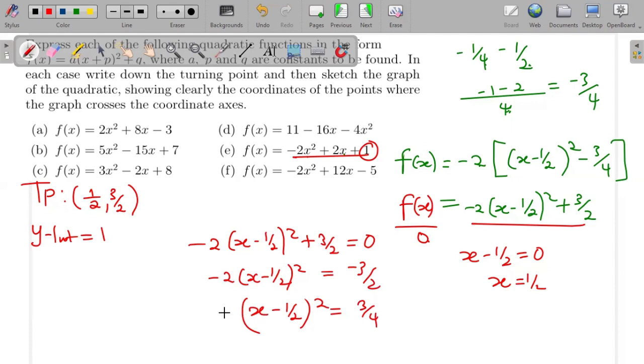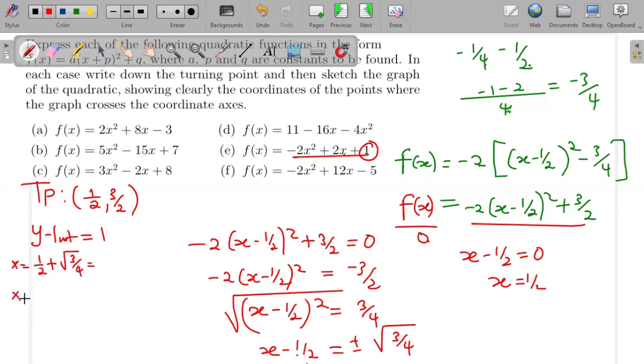And then from here, we square root. Square root this side, I get x minus 1 over 2. Square root the other side, I get plus or minus the square root of 3 over 4. So it means my x values will be x equals half, when I take this half to the other side, plus the square root of 3 over 4. Then the other one is x equals half minus the square root of 3 over 4.